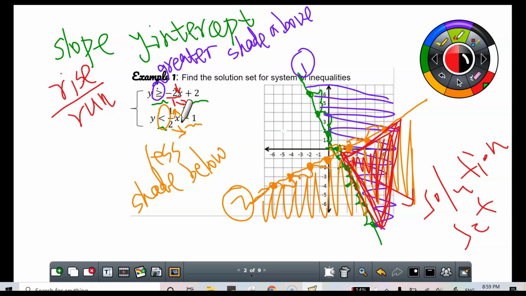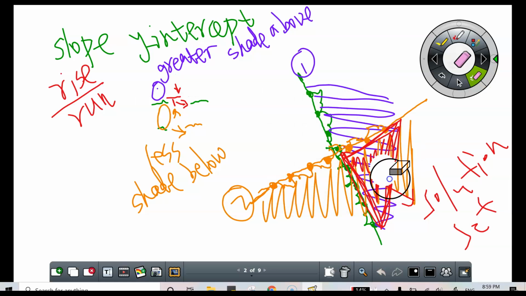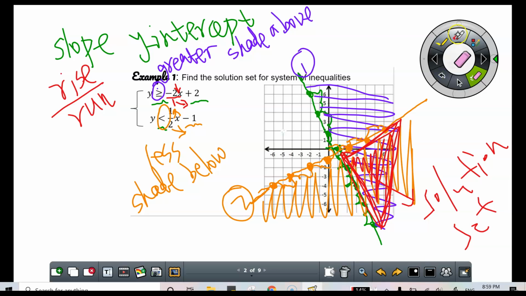Okay? Before we move on, let's check to see if this is right. So let's pick a point in this overlapping shaded area. And let me pick, it's difficult to see, right? Let me erase some part first. So let's not erase it, just pick a point. What about, let's pick this point.